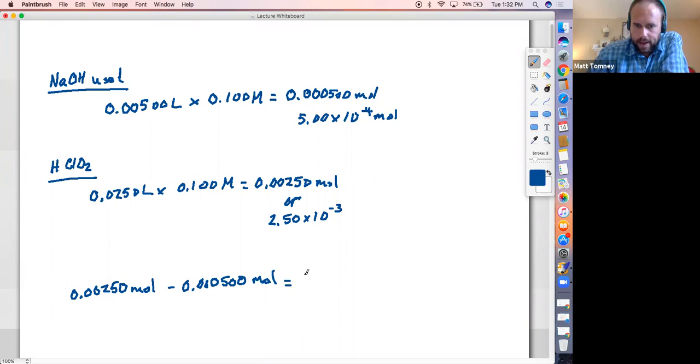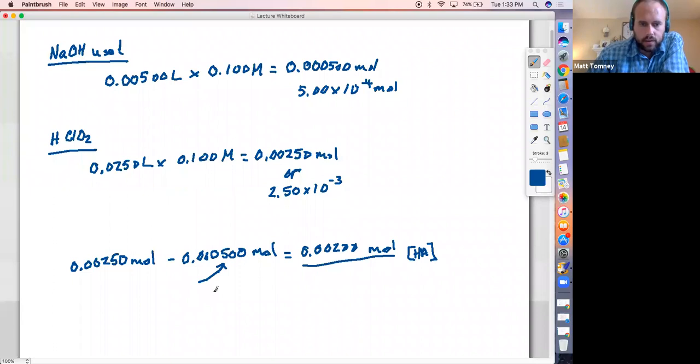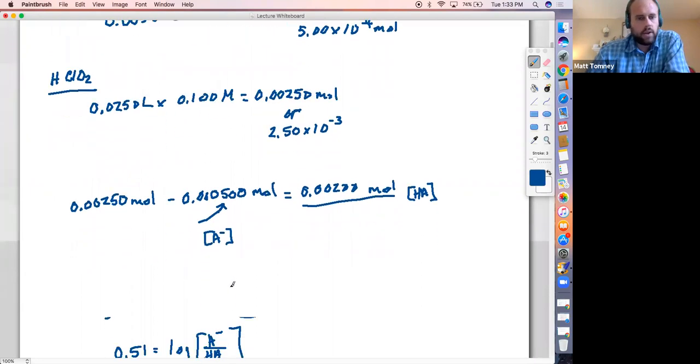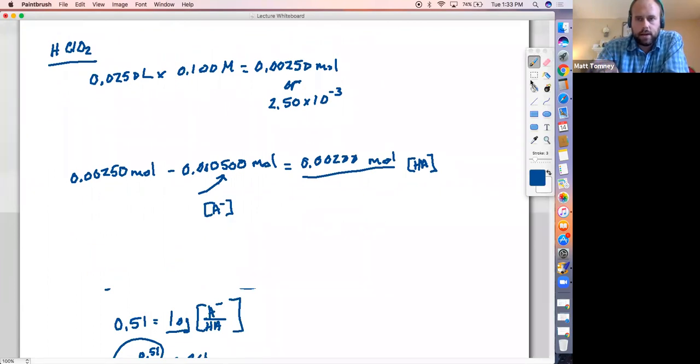So if I solve for that, I get 0.00200 moles. So this is going to be the HA that is left in solution for Henderson-Hasselbalch. This right here is the amount of HA that was reacted with sodium hydroxide. So I can view this as the chlorous ion A- in Henderson-Hasselbalch. Those are the values I have to work with. So now that was the only additional math. We're ready for Henderson-Hasselbalch at this point.